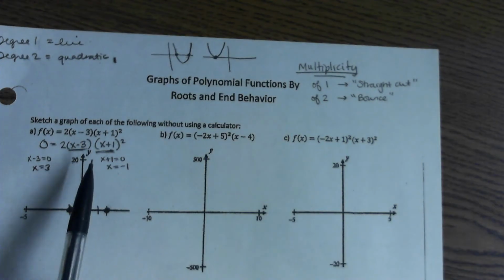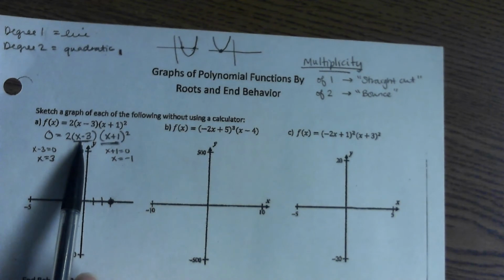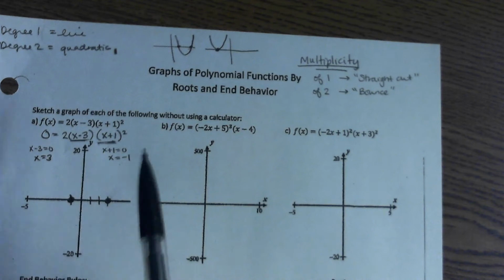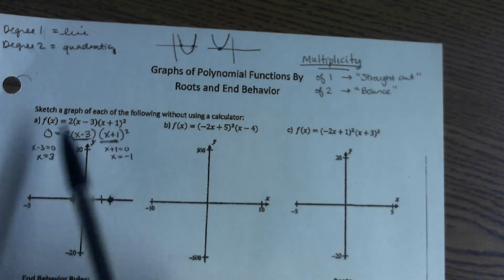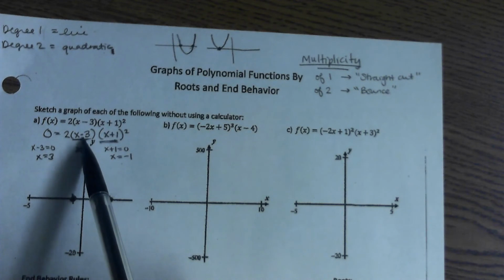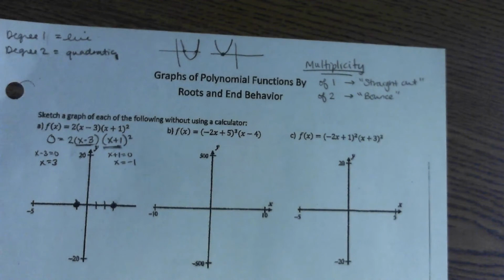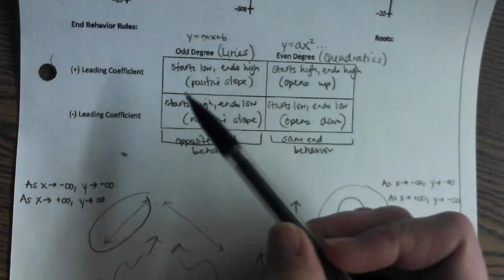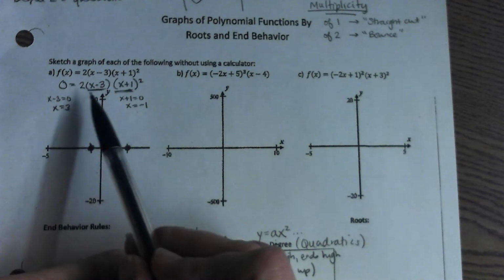This one has how many roots? 1 from this one, because it has a multiplicity of 1, and 2 from this one, with a multiplicity of 2. So what is the degree of this overall? If we have a degree of 1 and a degree of 2, what's our total degree? 3. So when we go to follow our rules here, we're following our rules for odd because it's a degree of 3. Is this leading coefficient positive or negative?